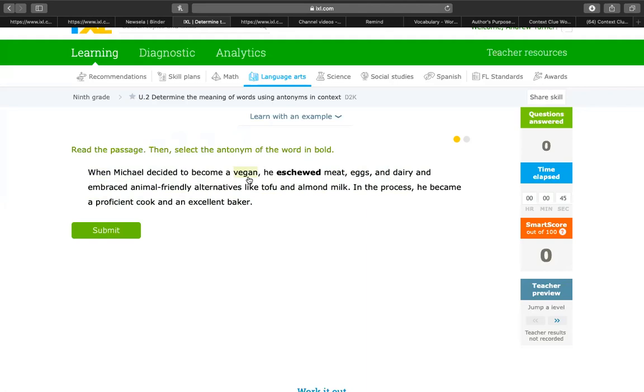So as a vegan, you would not eat meat, eggs, dairy, and you'd be eating things like almond milk and tofu, which is a soy product, a plant-based product. And it uses this little section, animal-friendly alternatives. So we're looking for the best antonym, okay? Eschewed is got rid of, and embraced.